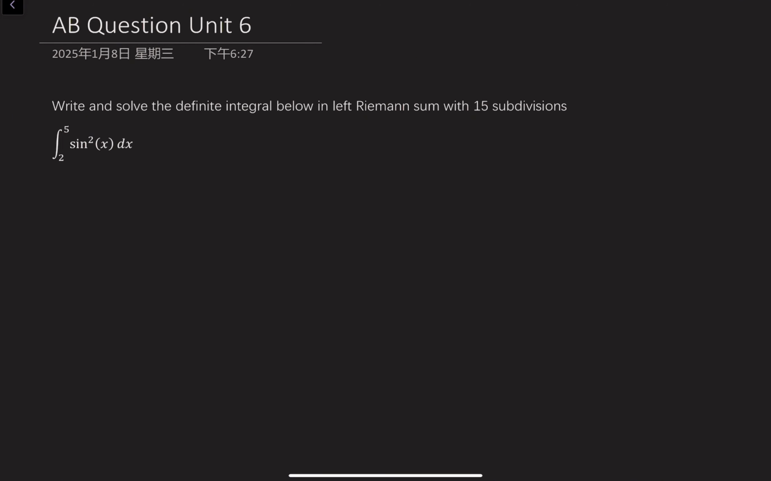And so the first problem is write and solve the definite integral below in left Riemann sum with 15 subdivisions. So recall that the definition of left Riemann sum is the sum from i equal to 0 to n minus 1 of f of a plus b minus a over n times i, times b minus a over n. So remember that n is the number of rectangles, and a is the lower bound, which is 2, and b is the upper bound, which is 5.